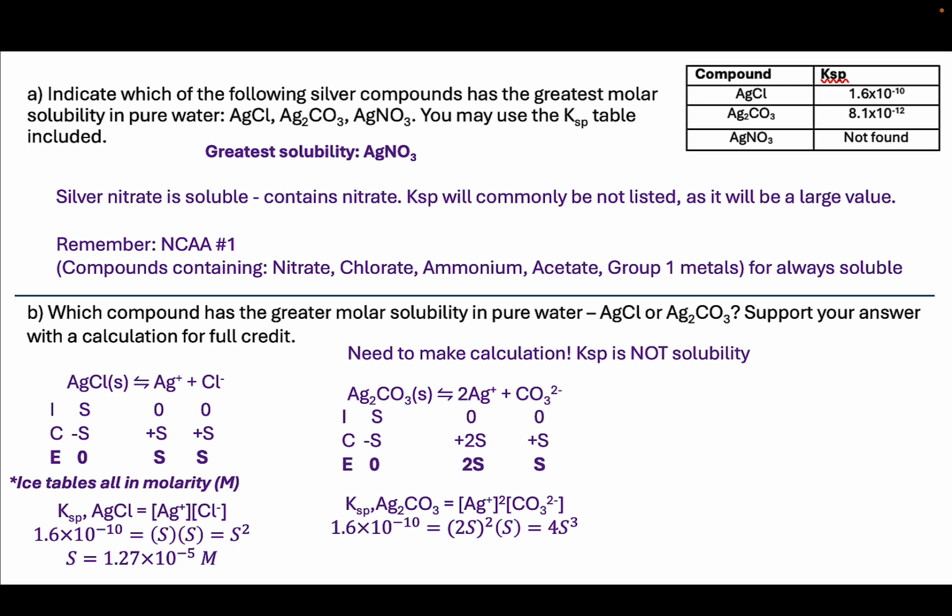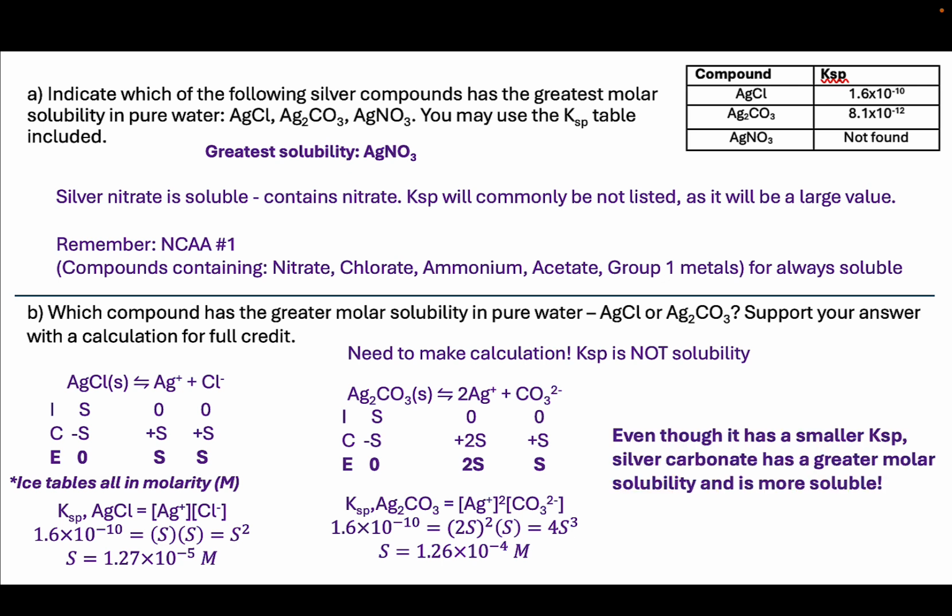Still though, if we do this appropriately, we go ahead and plug in and we can evaluate that S is equal to 1.26 times 10 to the negative 4, which is a different molar solubility compared to the silver chloride. And what we conclude here is that's actually greater. It's 10 times greater. 10 times as much silver carbonate can go into solution as silver chloride.